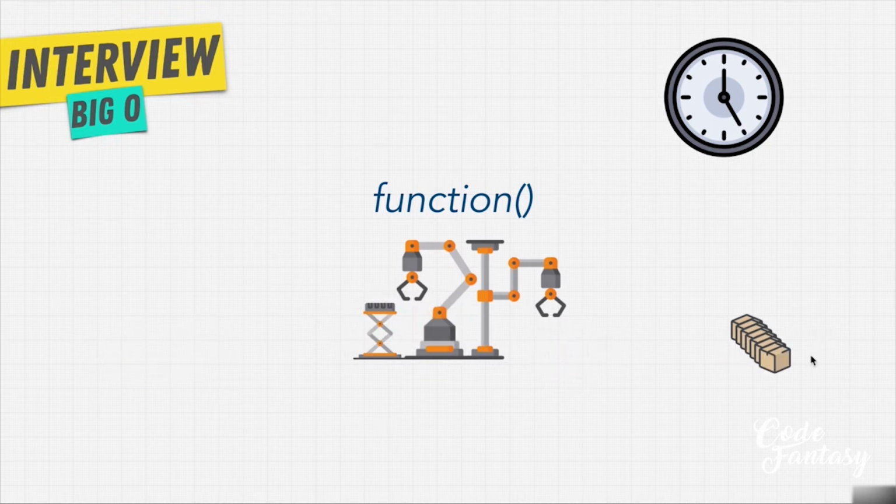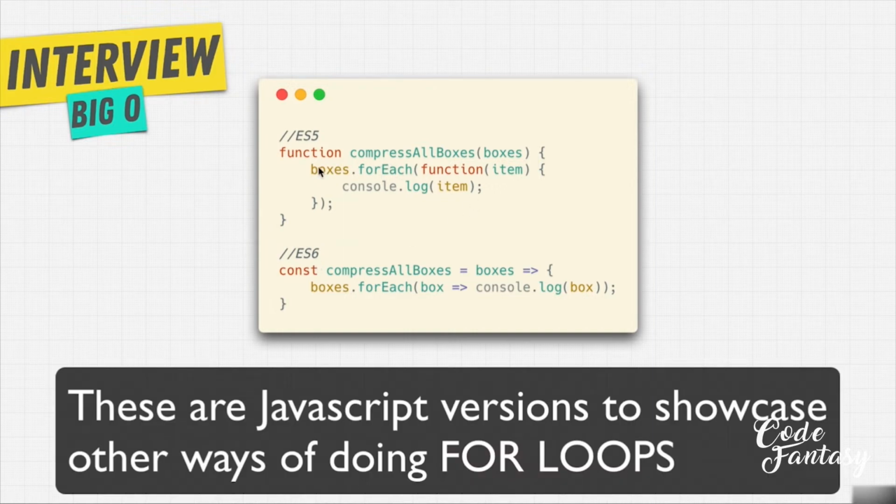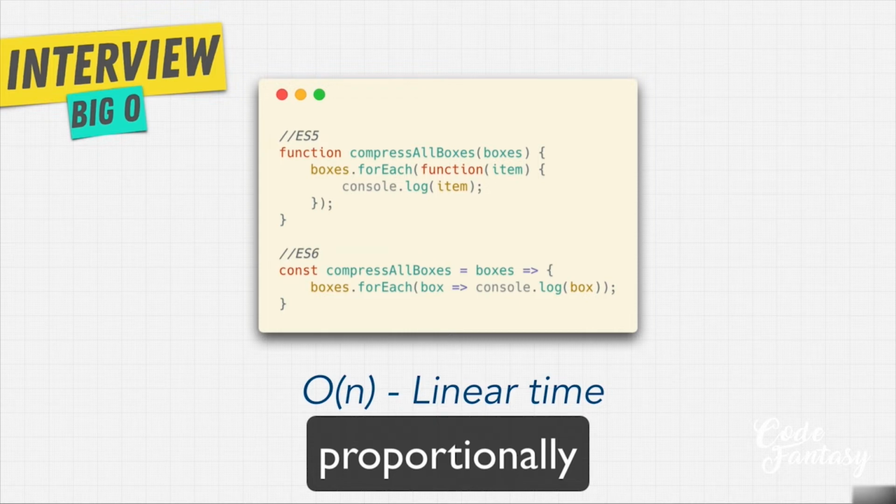compress the box. If we look at the function for compress boxes, we're using the ES5 and ES6 syntax here, but we're essentially looping through each box. And in our case, we're just console logging it. But you can see here that as the input increases, the number of boxes increases, the number of operations increase. And that is O(n), linear time.